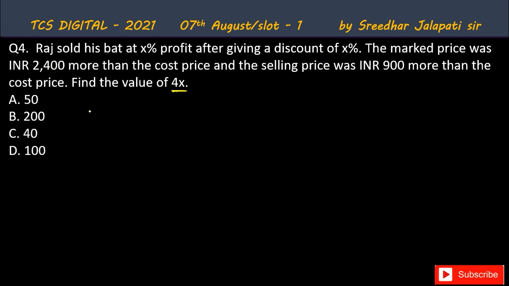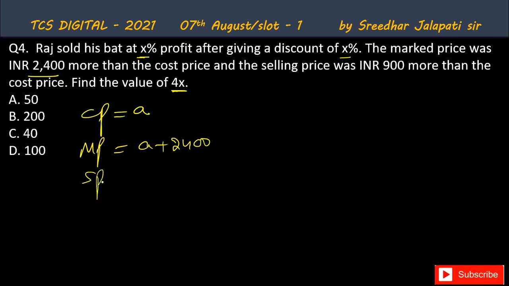Since we do not know the cost price, let the cost price be, don't take X, because he already used a variable X in the question. Normally we start by taking X, but if you take X, you will get confused with the X given in the question. So let us assume the cost price is A. Then the market price is 2400 more than that, that is A plus 2400. And the selling price is 900 more than the cost price.